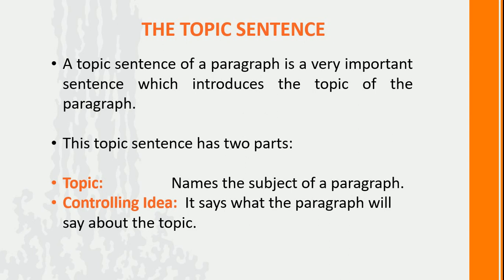So a topic sentence has two parts. The first part is called the topic. The second part is called the controlling idea. The topic names the subject of a paragraph, and the controlling idea says what the paragraph will say about the topic. For example, Afghanistan is a mountainous country. It's a very common topic sentence. Afghanistan is the topic, and mountainous country is what this sentence says about Afghanistan. In one way, we can say that the part of the sentence that describes the topic is called the controlling idea, very easily.